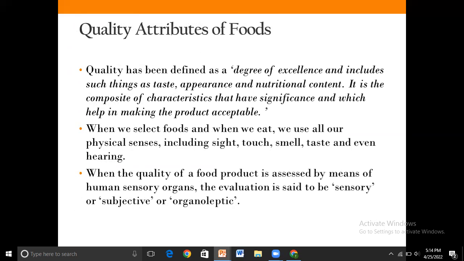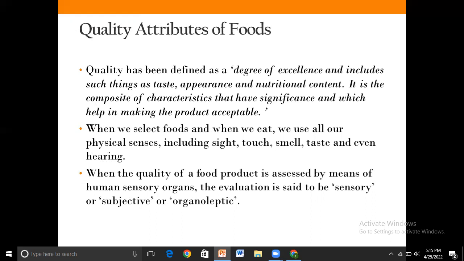When you're buying fruits from a market, you look at it, right? If it is rotten, naturally you say that it's bad quality. You look at the color, its firmness, the size of it, all those things. Then the smell, the taste, all those things can affect the quality. So physical senses are included in quality. When you are assessing the food product by means of human sense organs, the evaluation is said to be sensory or subjective or organoleptic.